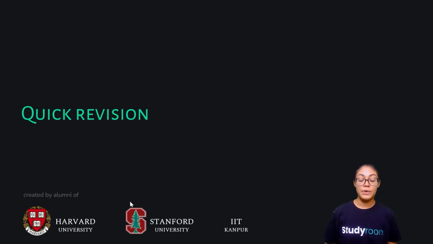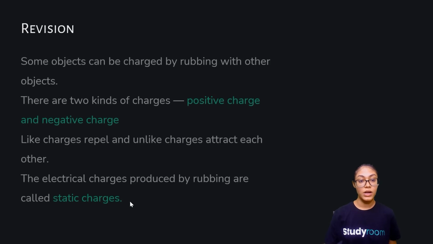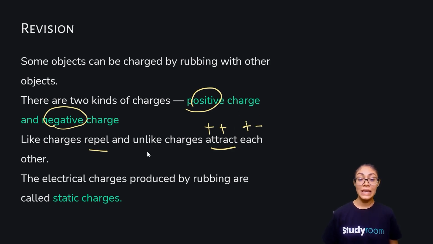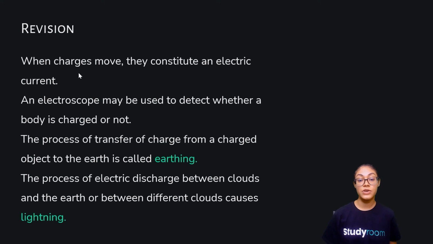Now, the chapter is almost done. Let's do a quick revision of the chapter. Some objects can be charged by rubbing with other objects. There are two kinds of charges, positive and negative charge. Like charges repel and unlike charges attract each other. Positive charges will repel each other while positive and negative charges will attract each other. The electrical charges produced by rubbing are called static charges. Right? When charges move, they constitute an electrical current.